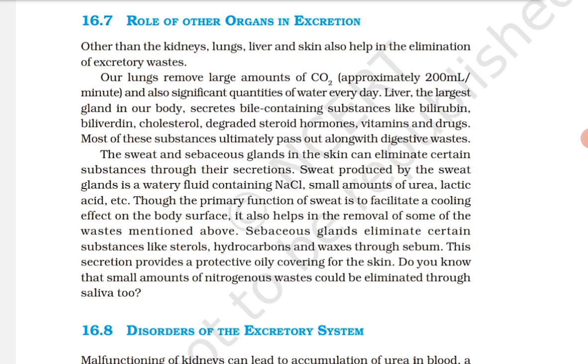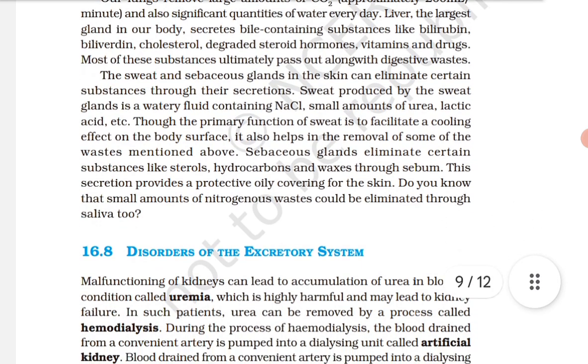And nitrogenous waste are absent in the dialysing fluid. These substances freely move out, thereby clearing the blood. The cleared blood is pumped back to the body through a vein after adding antiheparin to it. This method is a boon for thousands of uremic patients all over the world.